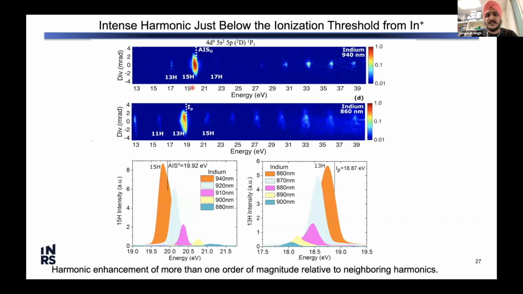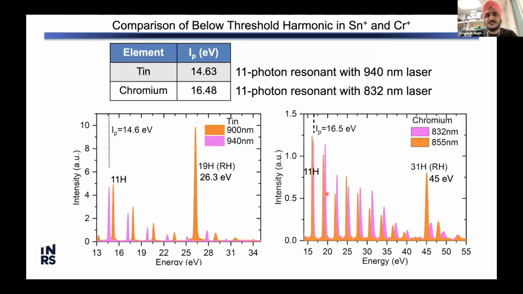Here are the similar spectra. So again, when we switch the driving laser wavelength, the intensity of the resonant harmonic diminishes. Now the next question was, does this kind of enhancement for the harmonic order located just below the ionization threshold is universal? Is it a universal phenomenon?